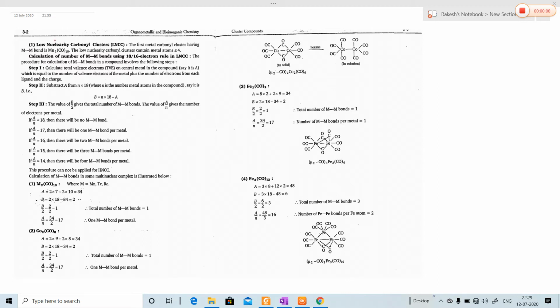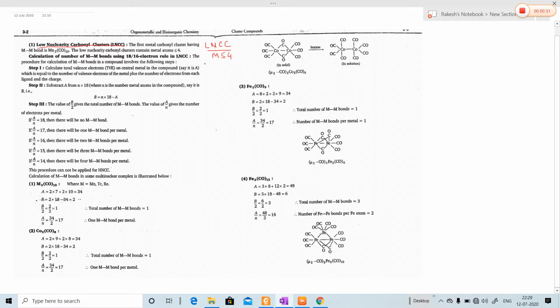In the previous video, we have determined the metal-metal bond in the low nuclearity carbonyl cluster B. They are also called LNCC, low nuclearity carbonyl clusters, which means the number of metal atoms is less than or equal to 4.